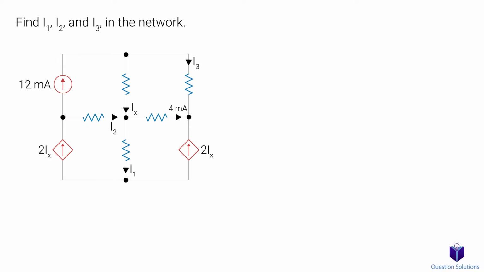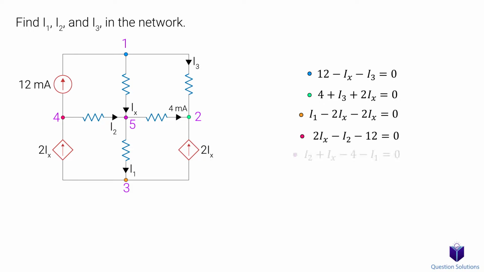Let's take a look at this circuit where we need to find I1, I2, and I3. Let's start by labeling our nodes. We will need to write a KCL equation for each node and then solve the equations. Let's start with node 1. We have 12 milliamperes coming in and IX and I3 leaving. Next, we have node 2, and we go on like this for all 5 of the nodes.